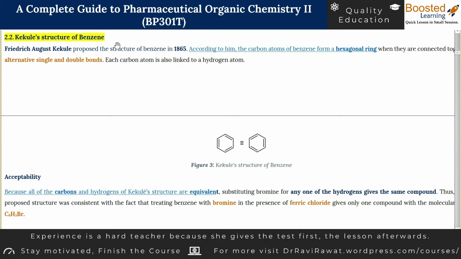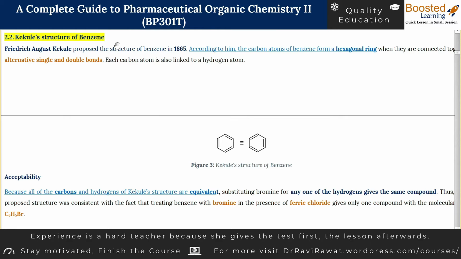In the previous lesson, we were all confused about whether benzene contains unsaturation or not. There were some experiments which supported that yes, benzene contains unsaturation. But there were some other experiments which said that it is not reacting the way any unsaturated molecule should react. So there were two different types of experiments pointing in two different directions. So previously there was confusion.